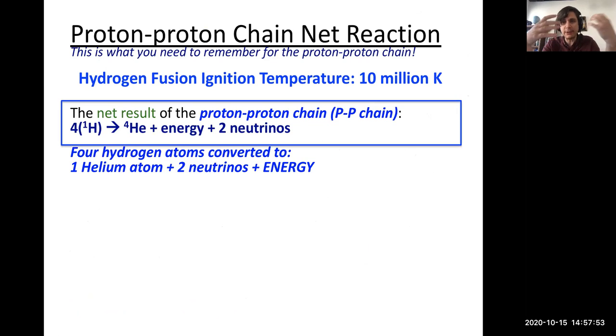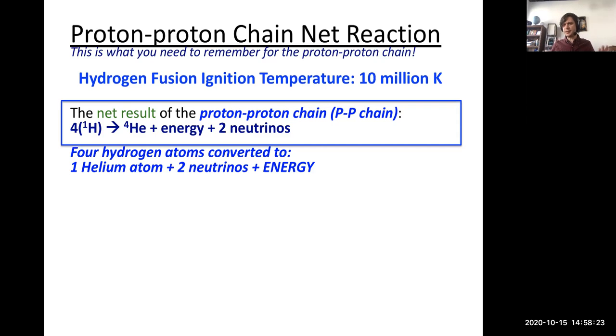That can't just happen. That requires a certain temperature, where you need a minimum temperature or higher for this fusion reaction to take place. We call that minimum temperature to get a fusion reaction to happen the fusion ignition temperature. Since we're fusing hydrogen into helium, this would be our hydrogen fusion ignition temperature. We need temperatures of at least 10 million Kelvin for the proton-proton chain to even take place.